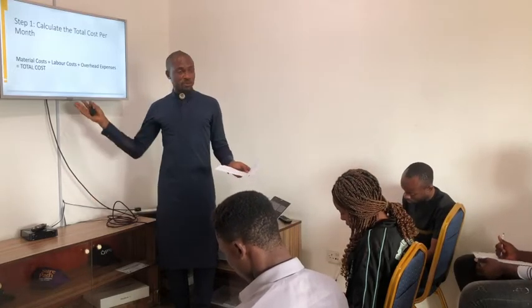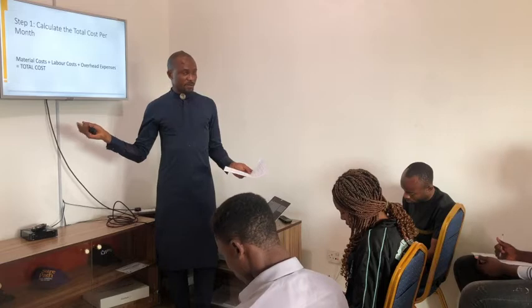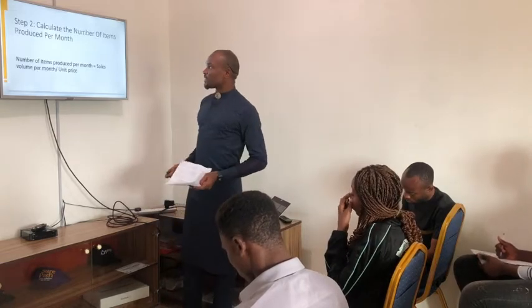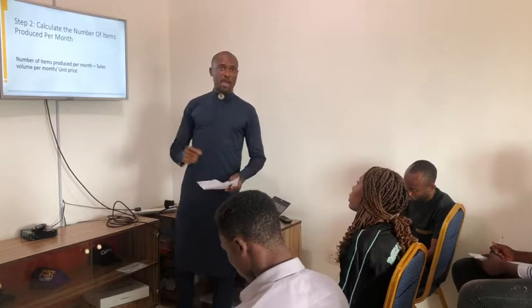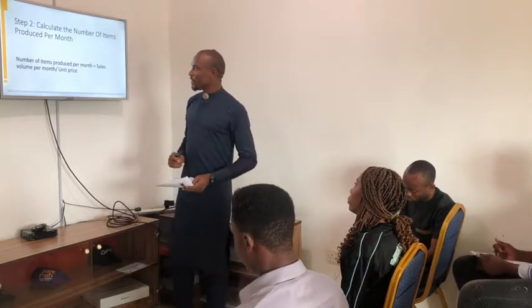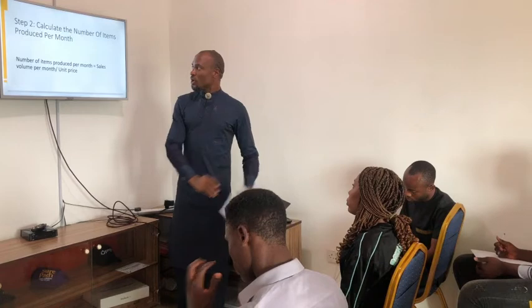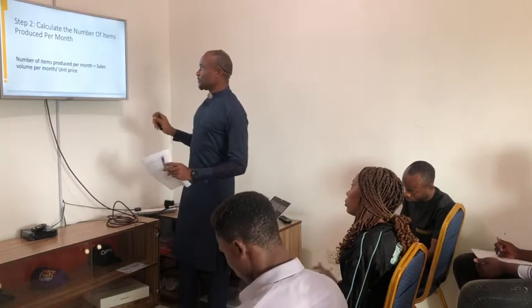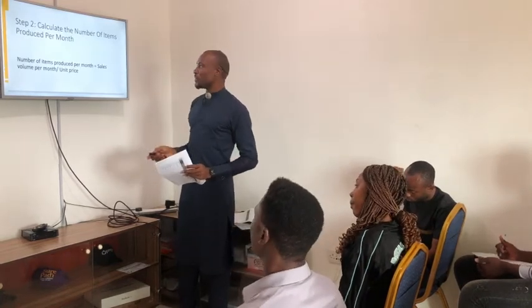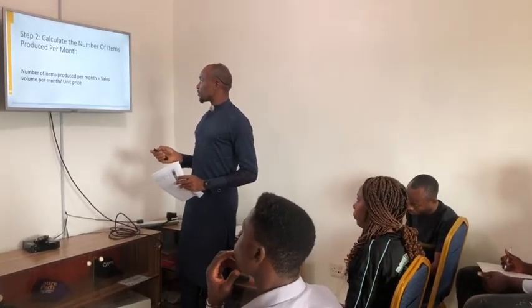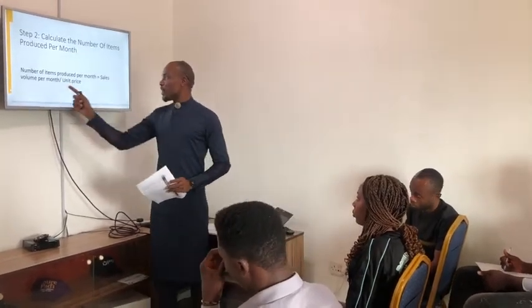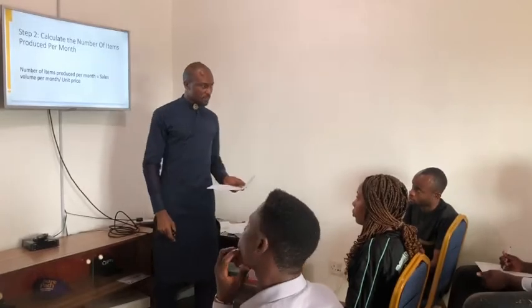I'm sure that with numbers to it, it's clear. Isn't it? Okay. Step two, calculate the number of items produced per month. Now you have your total cost for the month. You now want to know how many items you produced for the month. How do you calculate that? Number of items produced per month is equal to sales volume per month divided by unit price.